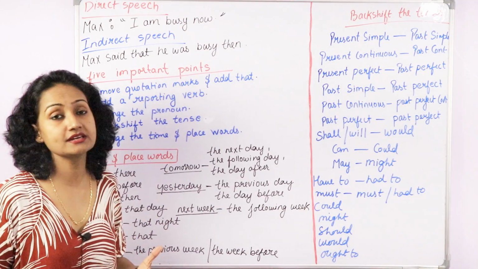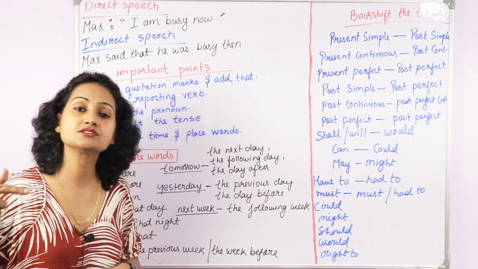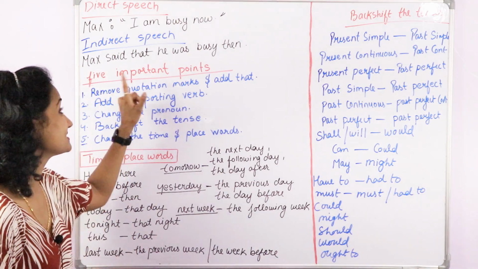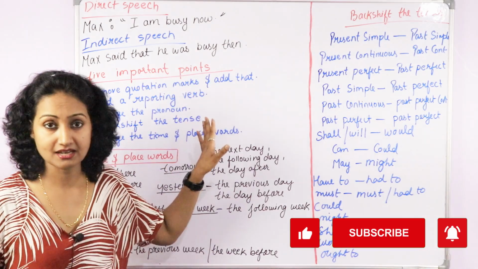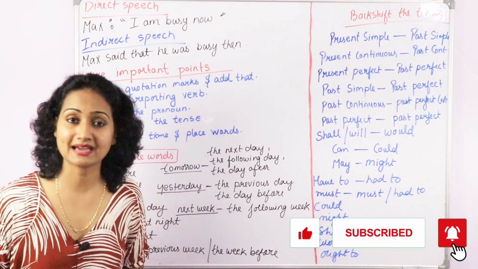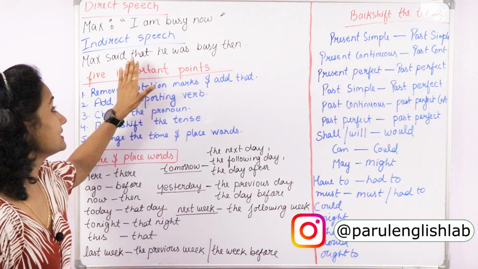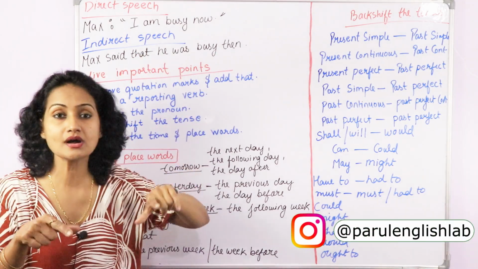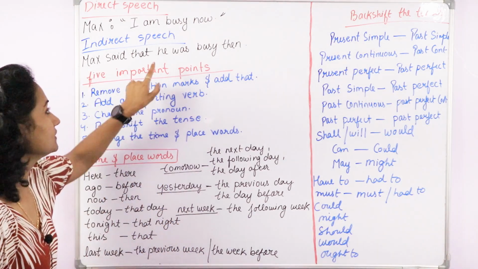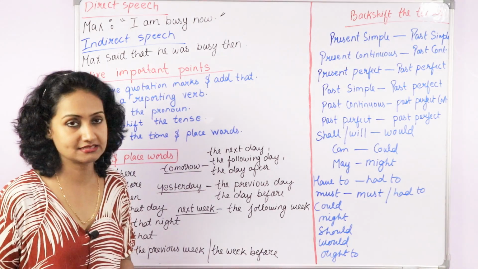So now we have to change the pronoun. It's quite obvious because if Max says, "I'm busy now," and when you tell it to someone else later, you will not say that Max said, I was busy then. I was. This way you are talking about yourself, not Max. So you have to use he. Max said that he was busy then. You are not busy. I'm not busy. He was busy. So this way you have to change the pronoun. You have to use it according to the sentence.